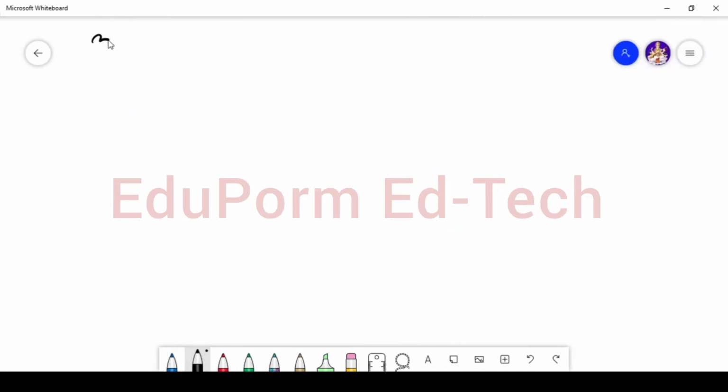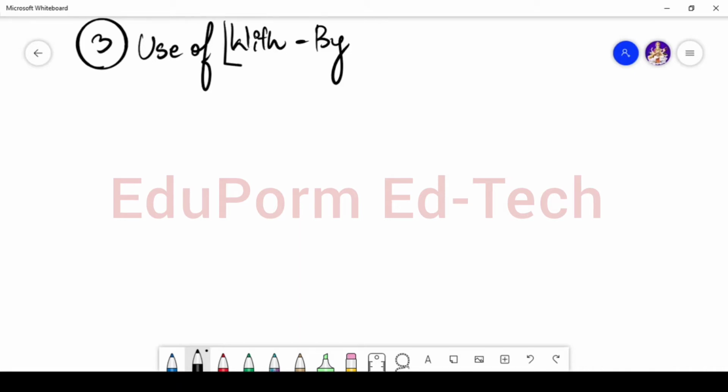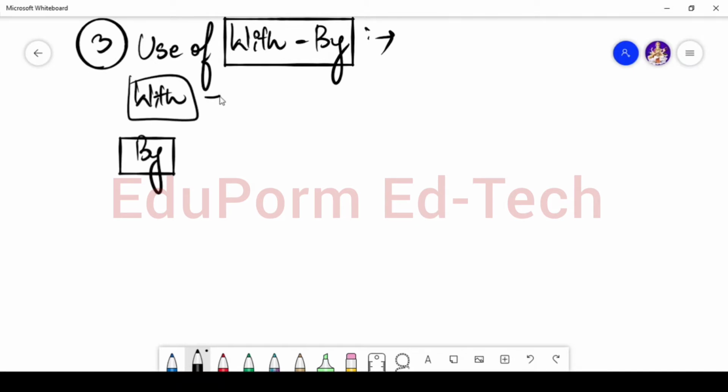Now the third use is use of with or by. Okay, use of with or by. Again, this also might sound a little confusing to you. Okay, don't worry, I'm going to help you.